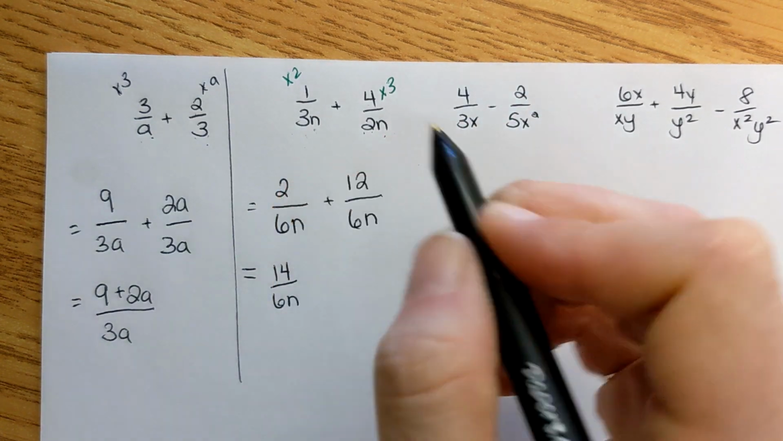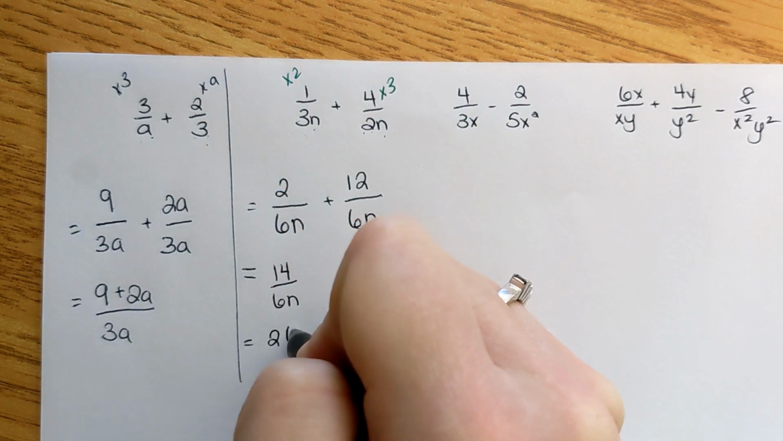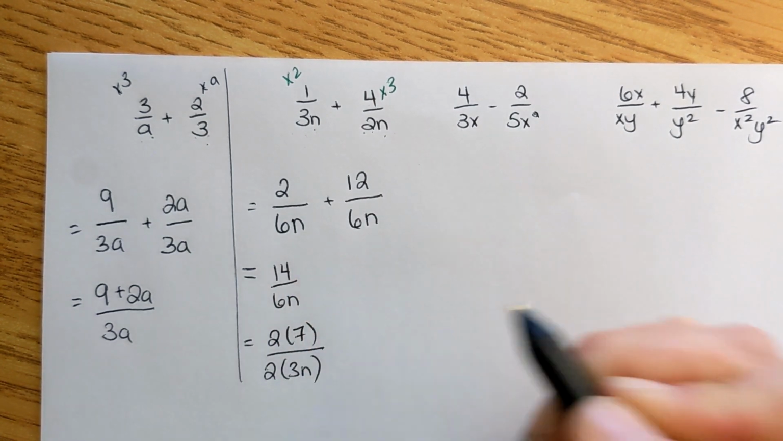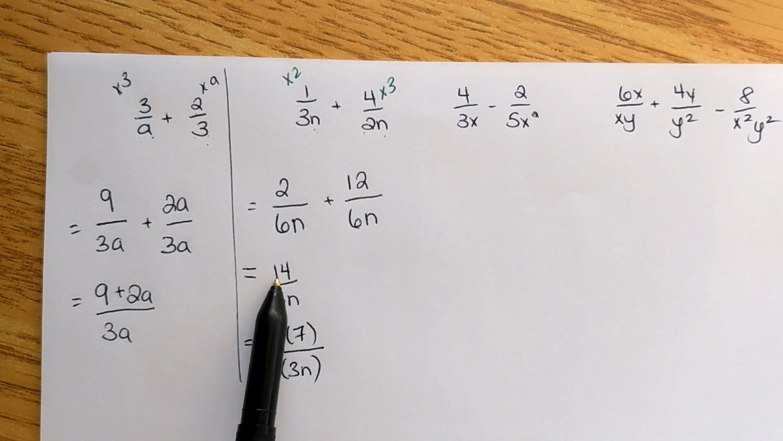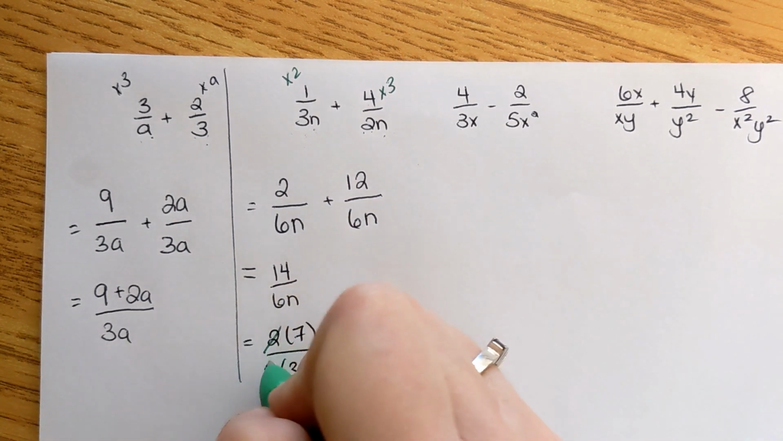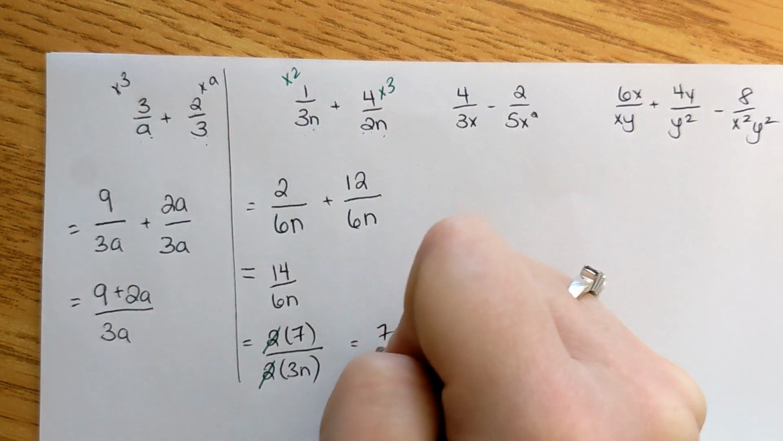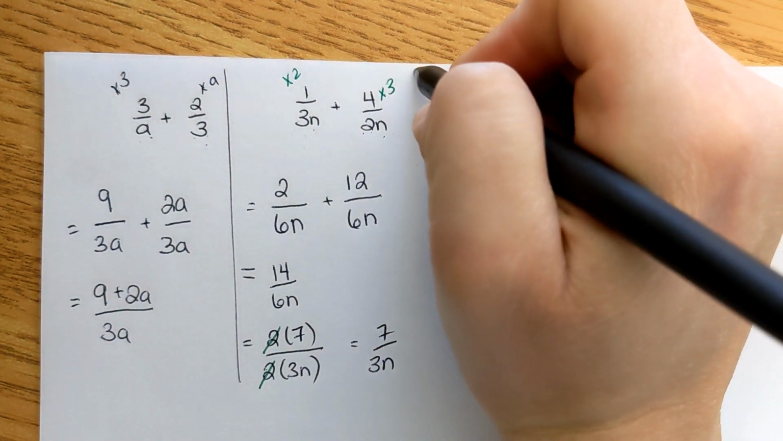These guys both have a common factor of 2, so I'm gonna just write this out the long way first. I can pull a 2 out of the 14 and a 2 out of the 6. I'm going to reduce that to lowest terms. So the final answer here is just going to be 7 over 3n.